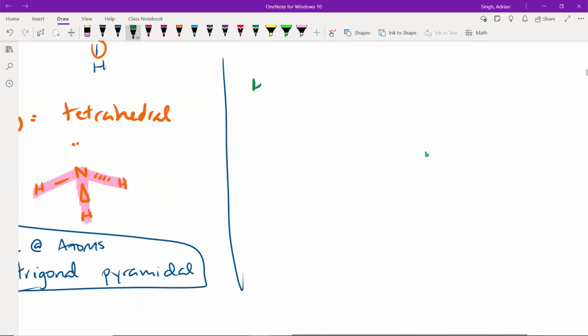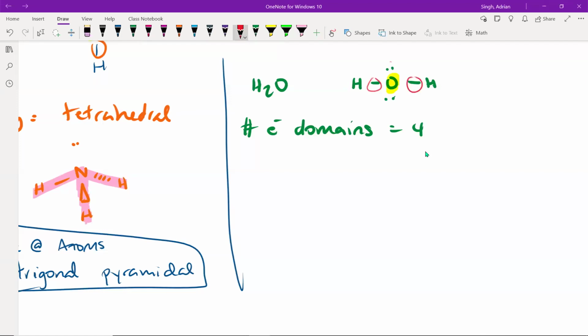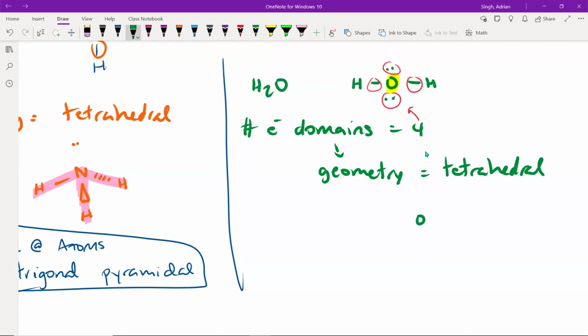water, for example, so H2O, okay, my Lewis structure will look something like this. Okay, so now again, number of electron domains around the central O will be 4. Again, we just look at the central atom, and I have single bond, lone pair, lone pair. So those are my 4 electron domains. So then my electron domain geometry will be tetrahedral.